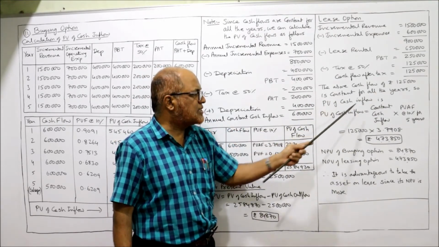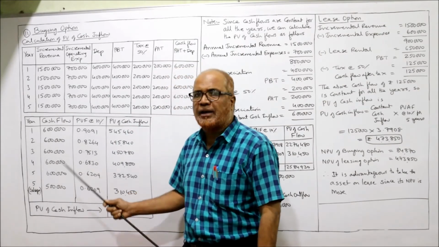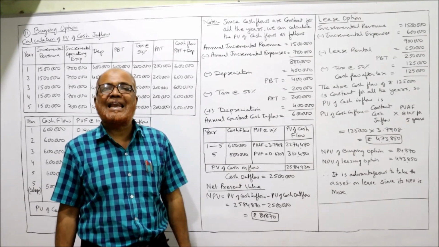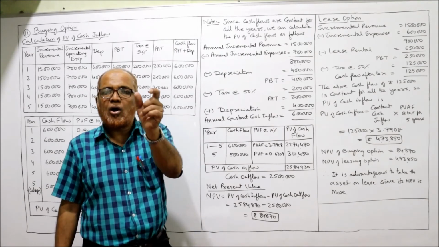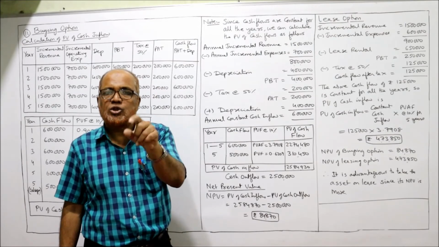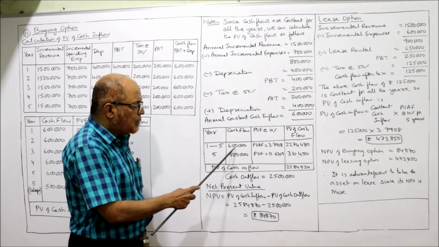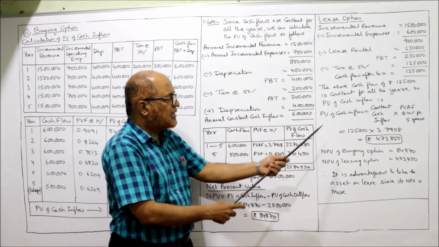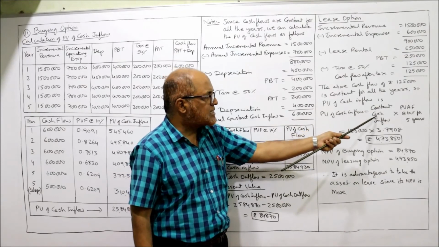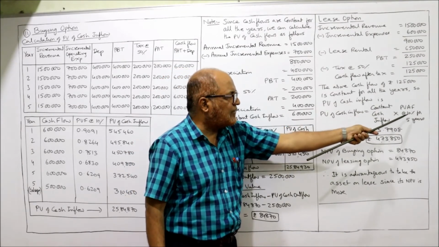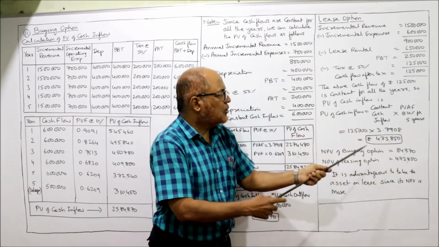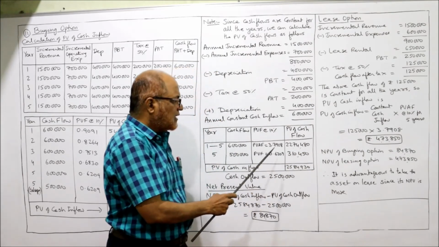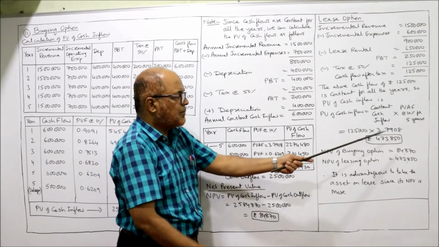So PV of cash inflow is calculated. Instead of making this table, we can apply this formula to calculate PV of cash inflow. What is the formula? Constant annual cash inflow into PV of annuity factor. Same thing I am doing. PV of cash inflow is equal to constant cash inflow into PV of annuity factor, 10% for 5 years. So constant cash inflow 1,25,000 and PV of annuity factor 3.7908, same value 3.7908.